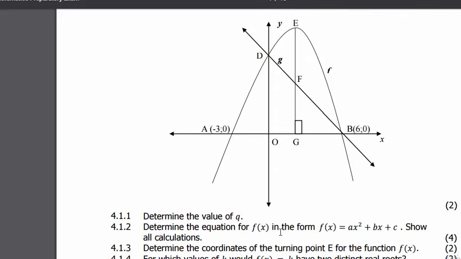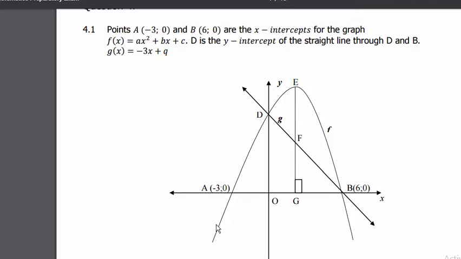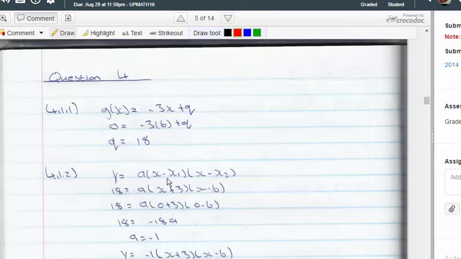Determine the equation of f in the form of ax squared plus bx plus c. Show all calculations. And remember, there's 2 ways of solving the equation of a parabola, and that's either when I have the turning point or when I have the roots. When I have the roots, I will use this expression. Perfect, that's the expression you use.